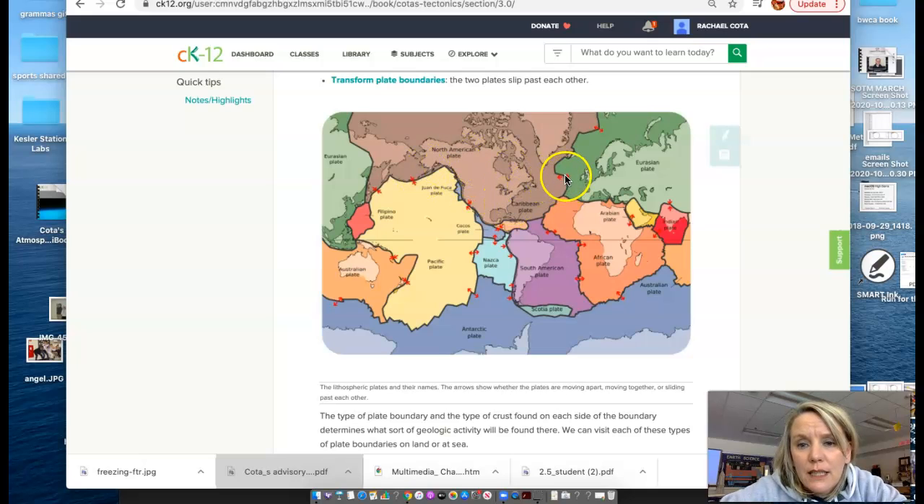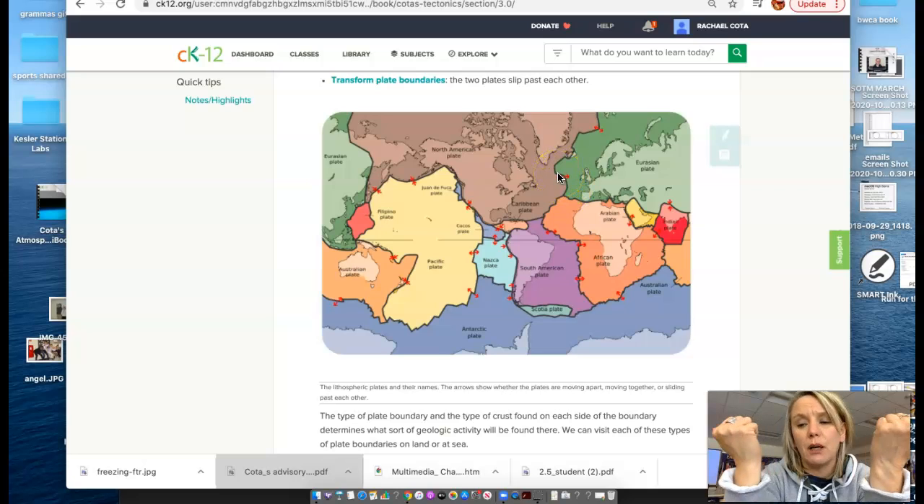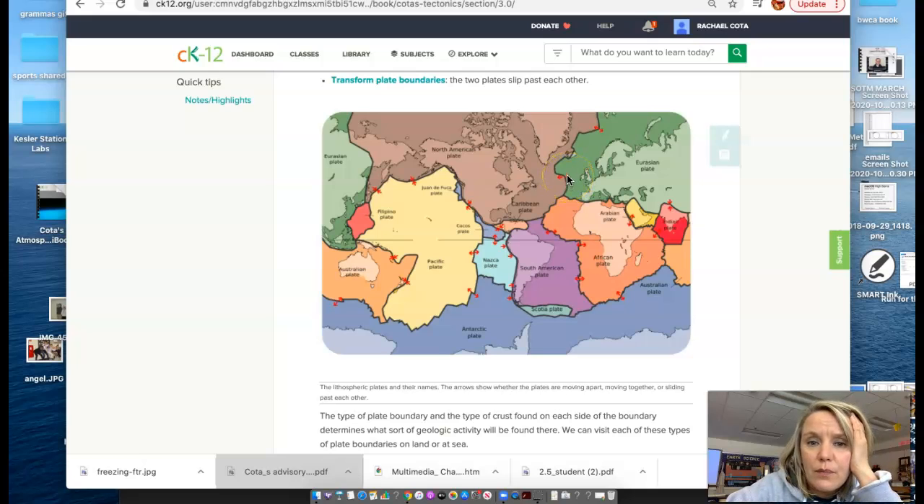Over here in the Atlantic, we have divergence. These plates are moving away from each other, which is why we have seafloor spreading happening in the Atlantic right here, right? The seafloor is pulling apart and new mantle is coming up to form new seafloor.